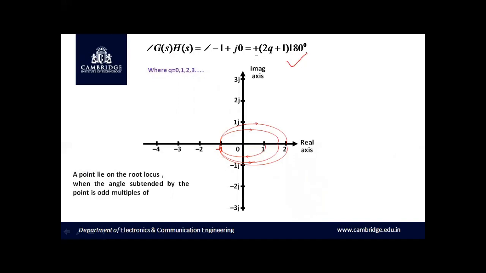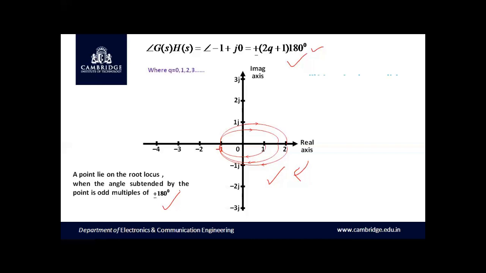Hence, we can give the angle condition as plus or minus (2q plus 1) into 180 degrees. Plus (2q plus 1) into 180 degrees is the condition which has been justified in the previous slide with respect to the moment in the anticlockwise direction, and minus (2q plus 1) into 180 degrees is for the case where we take the clockwise direction. Hence, a point lies on the root locus when the angle subtended by the point is an odd multiple of plus or minus 180 degrees.